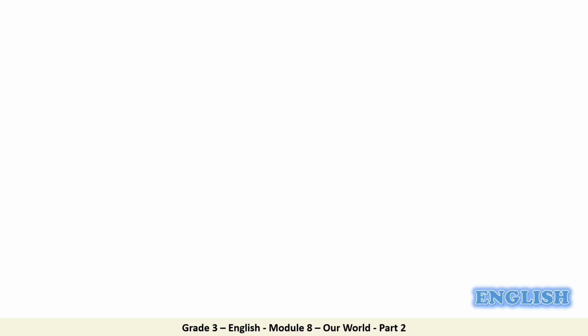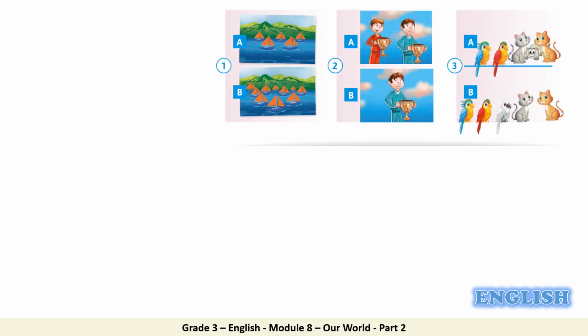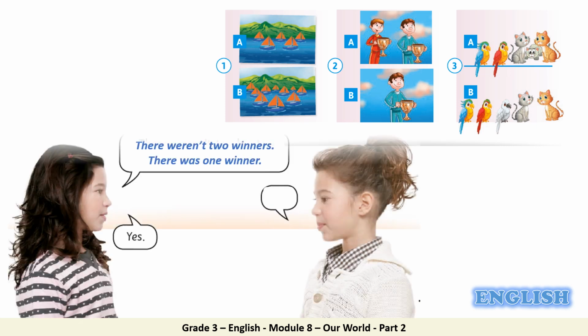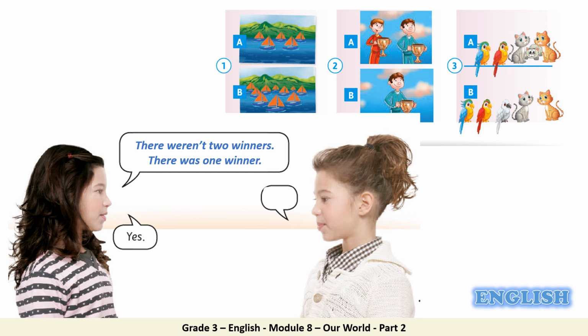Now, let's play together. Look at the pictures. Now, let's look at the description. There weren't 2 winners. There was 1 winner. Can you guess the picture? 2B. That's correct.